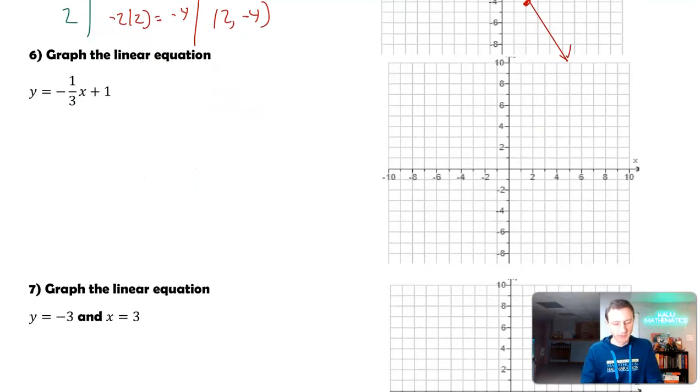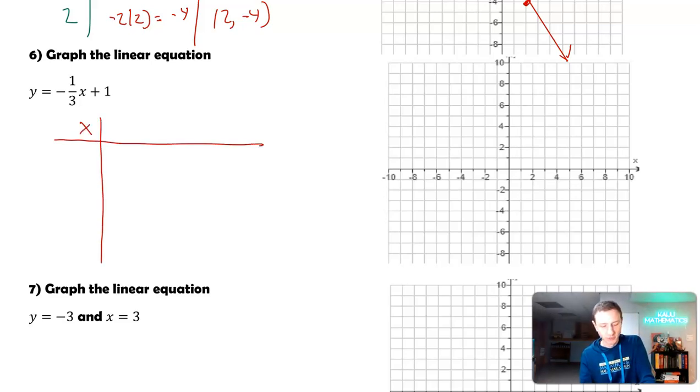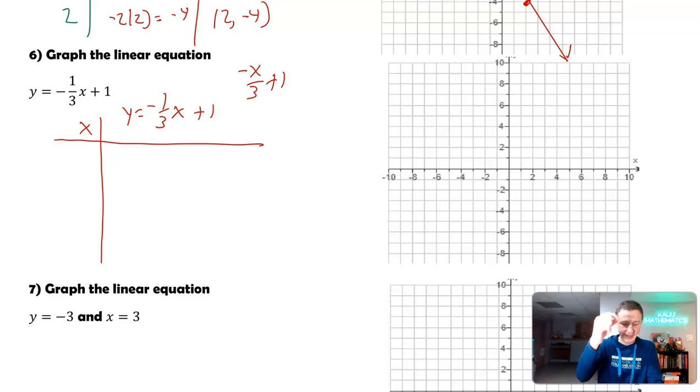A couple more examples. Graph the linear equation y equals negative 1/3 x plus 1. So here we have a fraction, so we really want to pay attention to what x values we choose here. We really want to be careful here with these x values. So I have this fraction y equals negative 1/3 x plus 1. And remember, if you have negative 1/3 x, that's the same thing as negative x over 3 plus 1. You could just put that x over 3 like that.